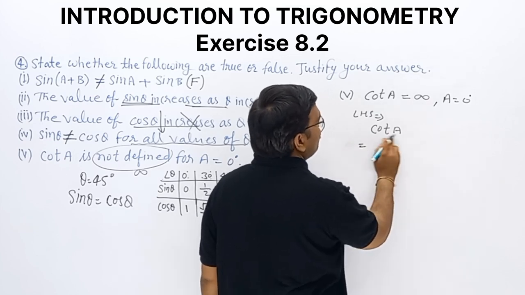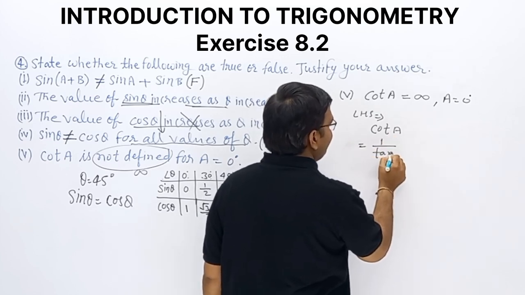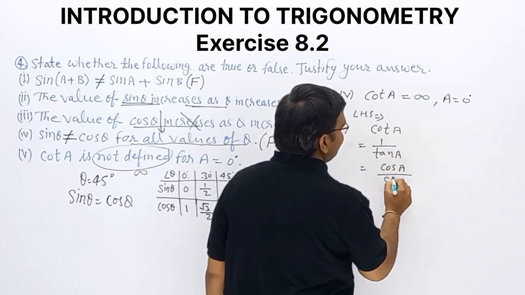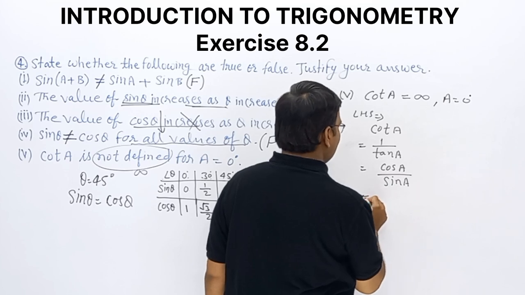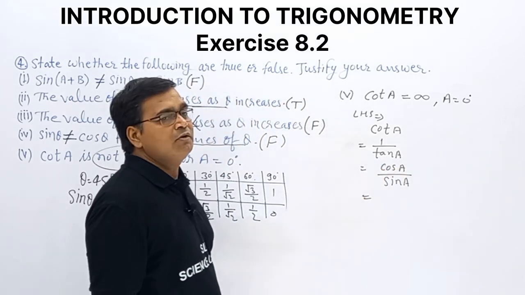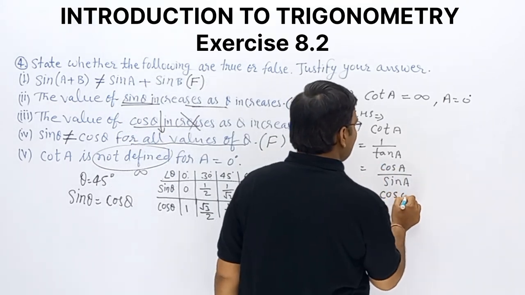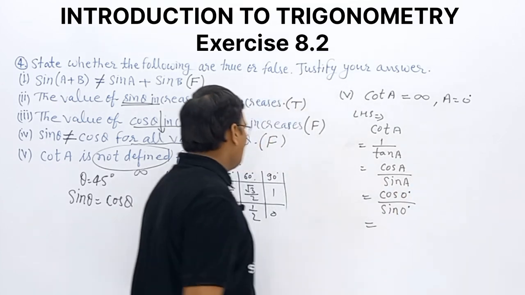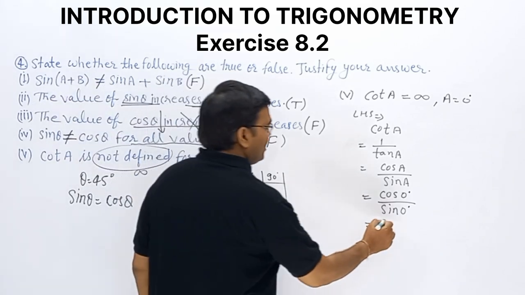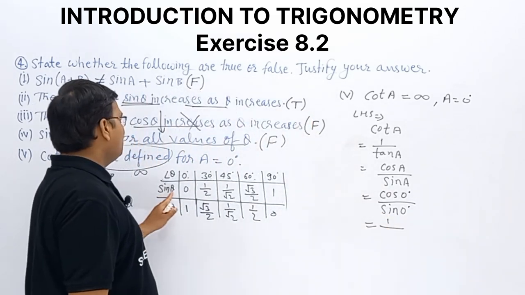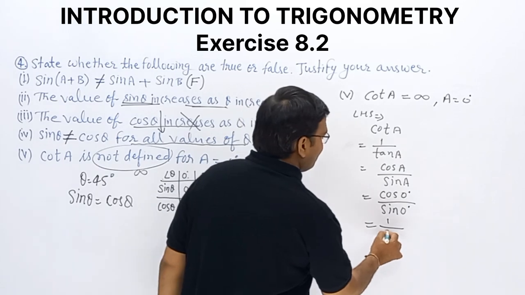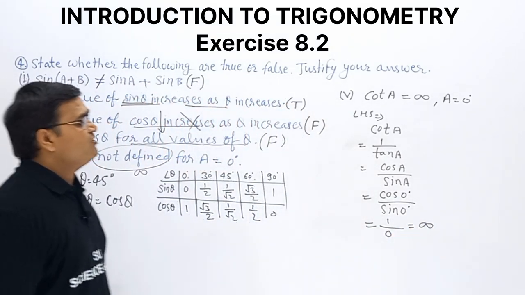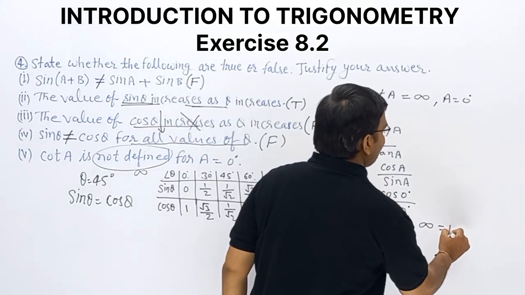So first, cot theta is the reciprocal of tangent theta, or we can say it is cos theta upon sin theta. Clear? But theta is what? A is what? 0 degree. I am putting cos 0 degree upon sin 0 degree. Now from the table, cos 0 is 1 and sin 0 is what? Sin 0 is 0. So 1 upon 0 is what? Infinity. It means this left hand side equal to right hand side.